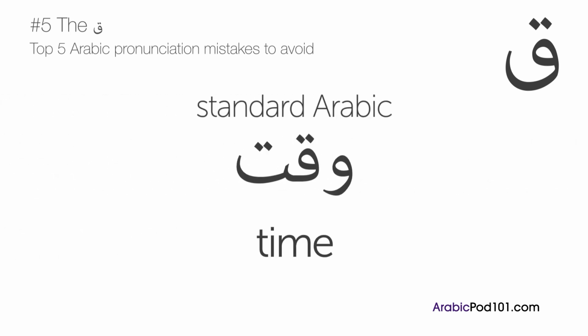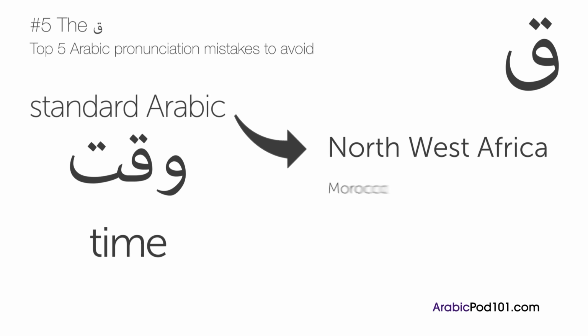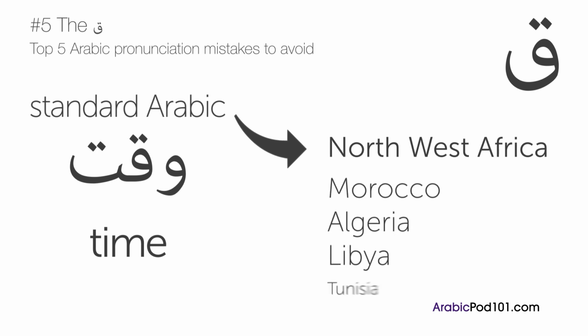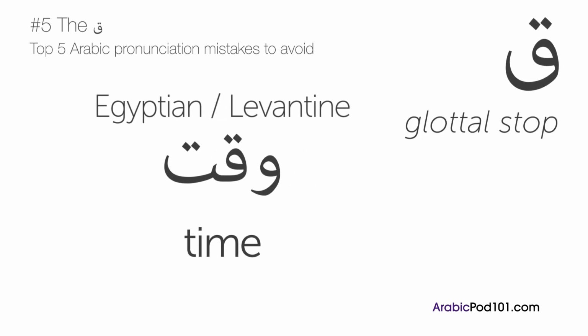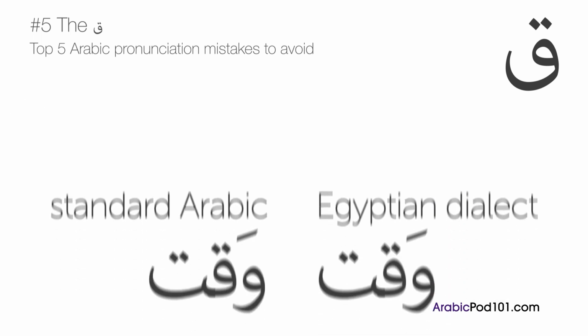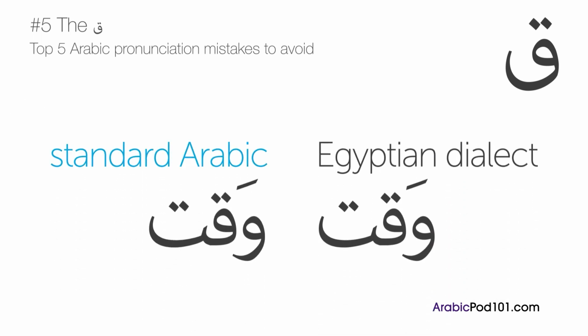The previous pronunciation occurs in Standard Arabic and in the Arab countries of Northwest Africa, like Morocco, Algeria, Libya, and Tunisia. In Egyptian and Levantine dialects, this letter is a glottal stop, like the stopping sound in uh-oh. Compare the pronunciation of this letter first in Standard Arabic and then in Egyptian dialect.